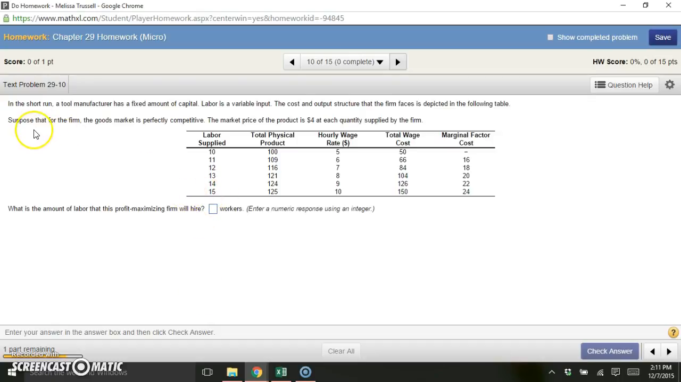So we're to suppose that for the firm, the goods market is perfectly competitive, so they don't get to choose the price. They have to adopt the market price, which is $4 at each quantity supplied by the firm. So the first question they ask is, what's the amount of labor that this profit-maximizing firm will hire?